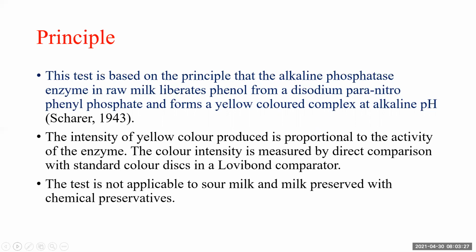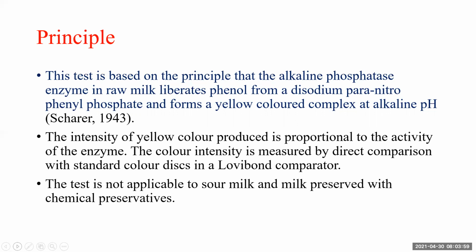present in raw milk reacts with the substrate paranitrophenyl phosphate disodium salt and liberates phenol from this substrate and forms a yellow colored paranitrophenol at alkaline pH. The intensity of the yellow color produced is directly proportional to the activity of the enzyme. The more the concentration of enzyme, the darker will be the color.